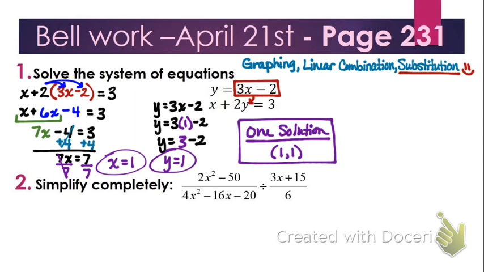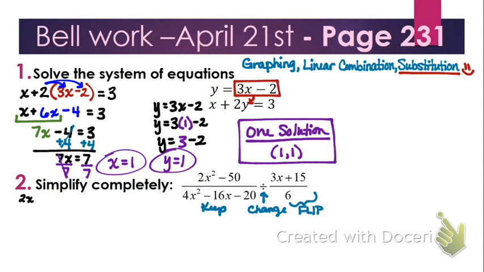Awesome. Number 2, simplify completely. Where would I want to start on this? Yep, keep, change, flip is where I would start. Keep, this is division, so change. And this guy right here, we're going to flip. I'm going to bring that over to the left as well.